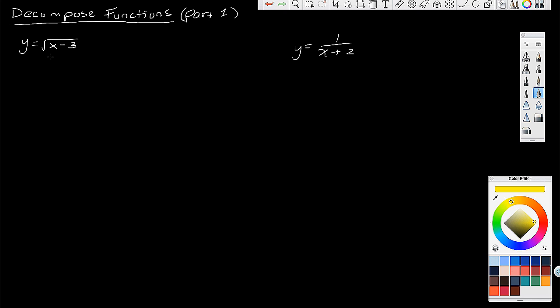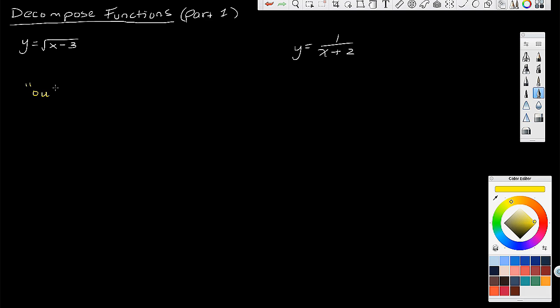So let's look at the first problem here. I have a function y equals radical x minus 3. So you can see it's a square root function. Now what if I told you you could actually break this up as two separate functions? In other words, it's been brought together by composing two functions. So what I want us to practice on is seeing that. So let's start to play with this a little bit.